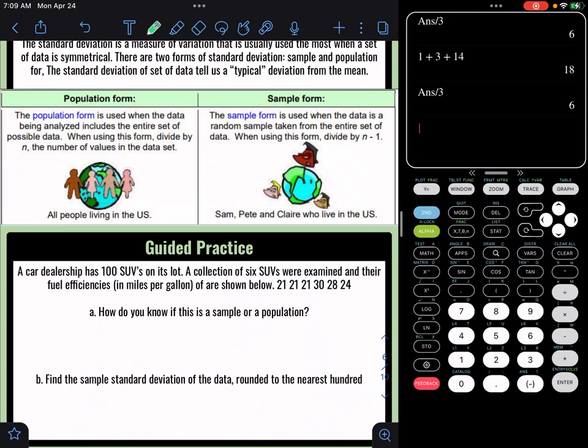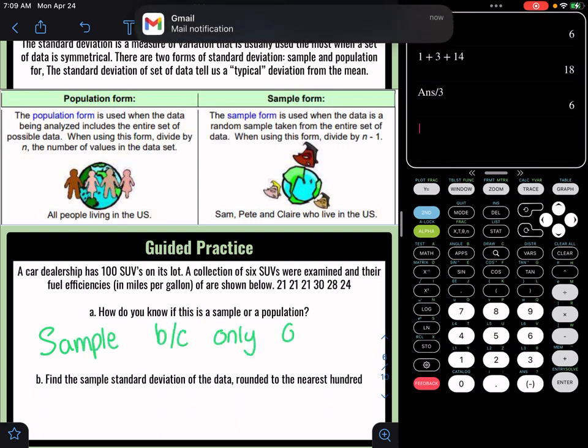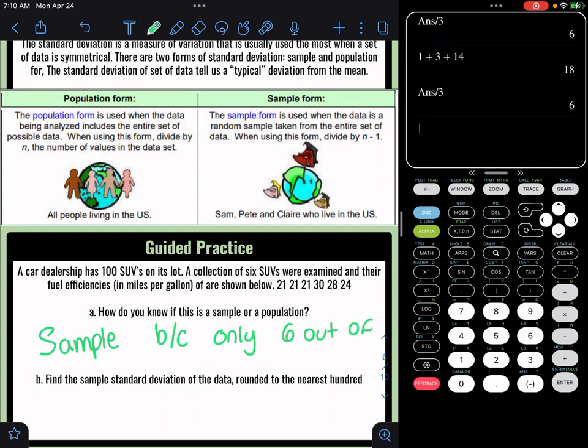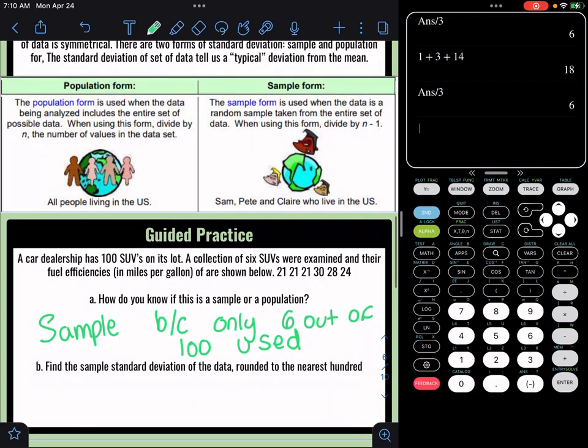So let's look at this. A car dealership has 100 SUVs on its lot. A collection of 6 SUVs were examined and their fuel efficiency in miles per gallon is shown below. How do you know if this is a sample or a population? Alright, well it says the car dealership has 100 SUVs and only 6 of them were used. This would be sample because only 6 out of 100 were used. Find the sample standard deviation of the data rounded to the nearest hundredth.